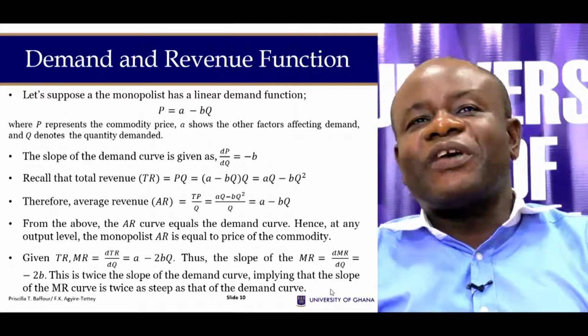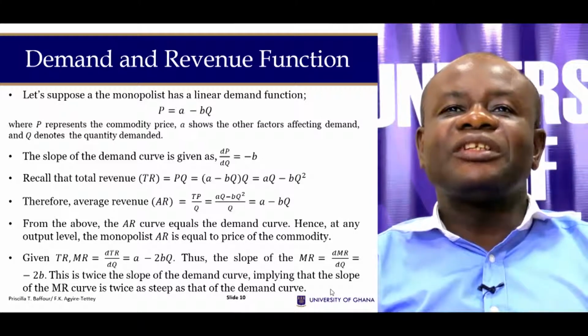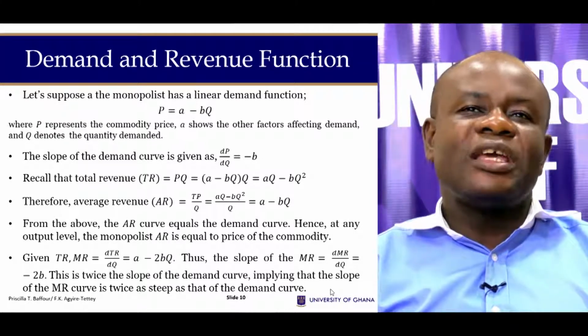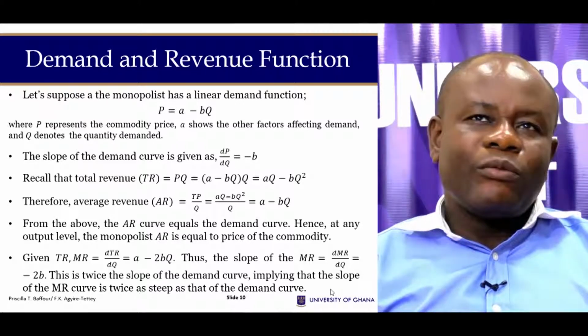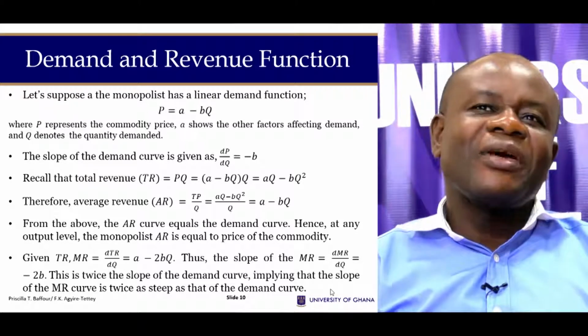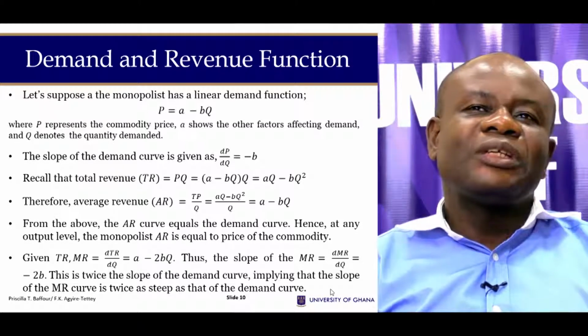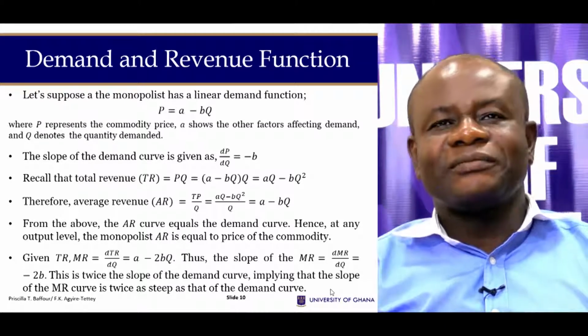Now let's start with a function. If we have the inverse demand function to be P equals A minus BQ, what we are trying to do is establish a relationship between the demand for the firm and the marginal revenue of the firm, how these two are related.